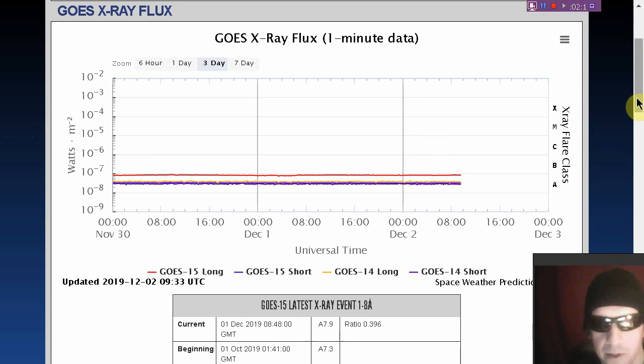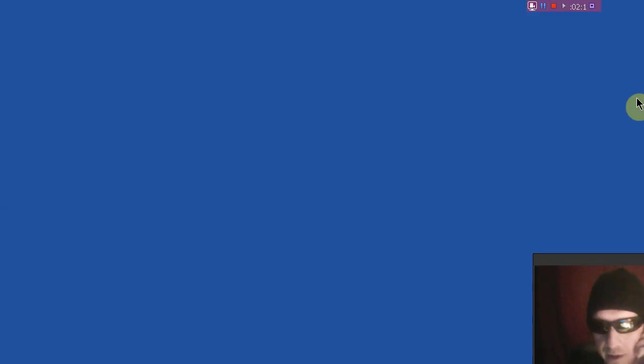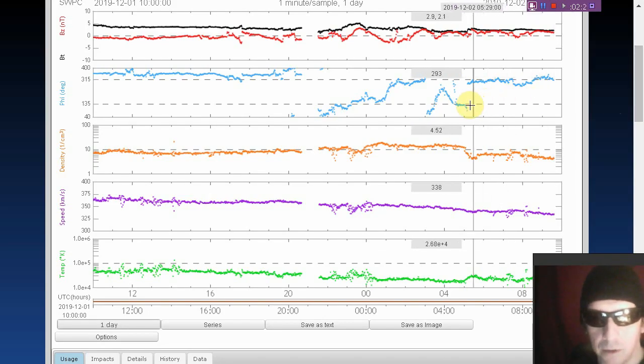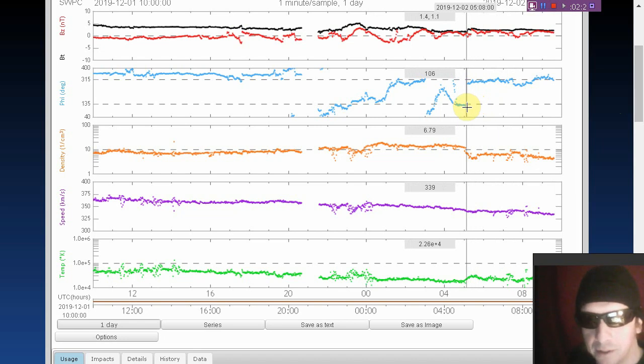Space Weather Prediction Center. X-ray flux is totally flatlined at something like A7 levels. A7.9. And we saw this earthquake kick off right as the phi angle shifted back. So right around 5 UTC, I believe it was, out in the Aleutian Islands, we saw a 6 magnitude earthquake there at about a 25 kilometer depth.